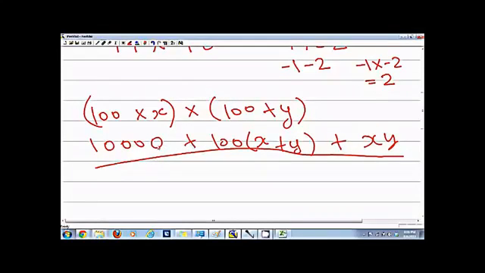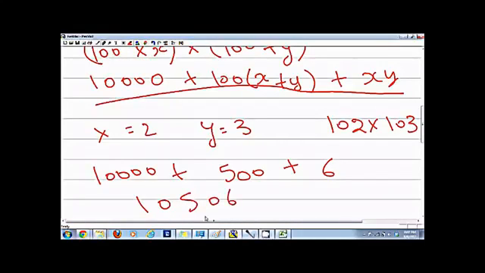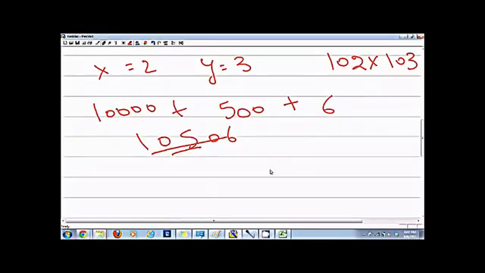So if I have x is equal to 2 and y is equal to 3, because I want to multiply 102 and 103, then in this case we will have 10,000 plus 500 plus 6. So the answer will be 10506. I hope this tutorial will help, and you can use these tricks for your exams to go quickly through the math, and good luck with your exams.